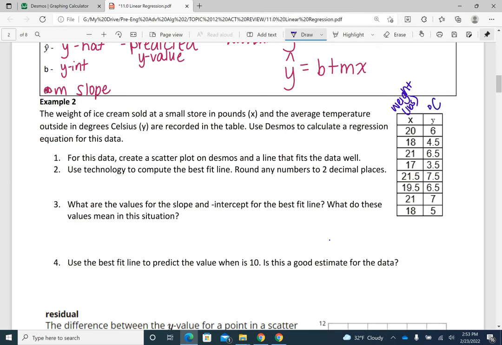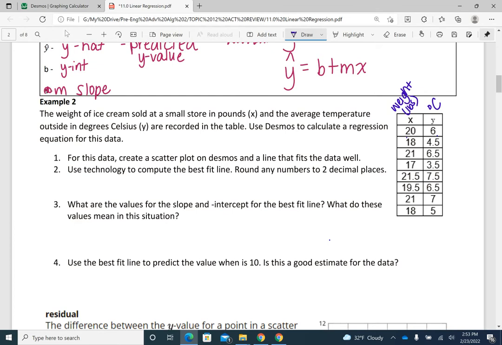So the first point, 26, means that the ice cream store sold 20 pounds of ice cream when it was 6 degrees outside. The ice cream store sold 17 pounds of ice cream when it was 3.5 degrees outside. So we'll look and see what the relationship between these two would be. I would think the store is not going to sell much ice cream when it's cold, but you never know. Let's look at the data and plot.